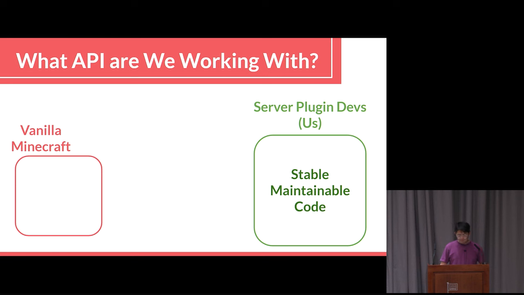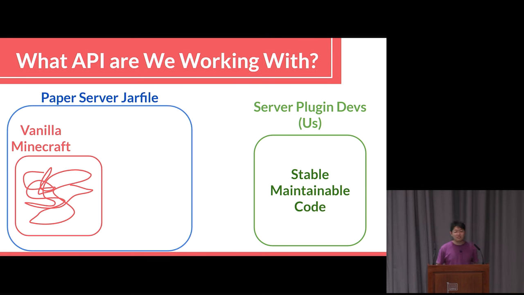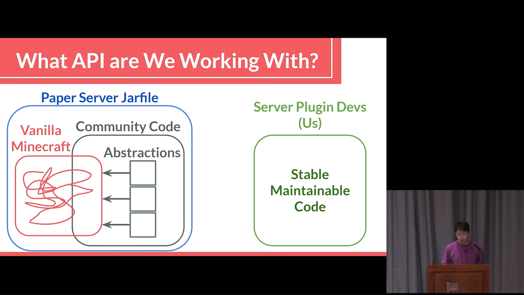Minecraft's code base is obfuscated for legal reasons. If you're an extremely skilled developer and you know how to untangle that, you could write a plugin, but it would hurt quite a lot. How Paper comes into this picture is that it is a community jar file that builds off vanilla Minecraft and also contains community code, which helps to abstract this obfuscation away from us so we don't have to deal with it. And this is the API that we are actually dealing with tonight.